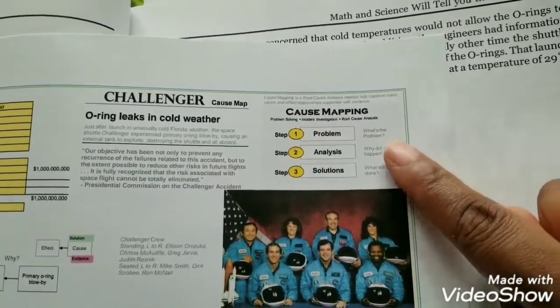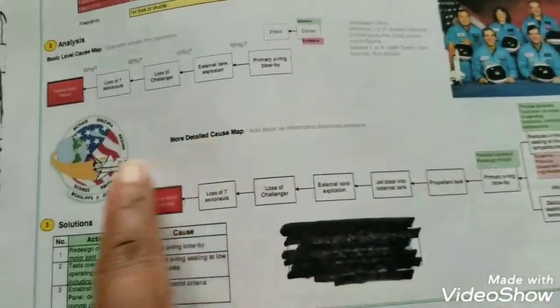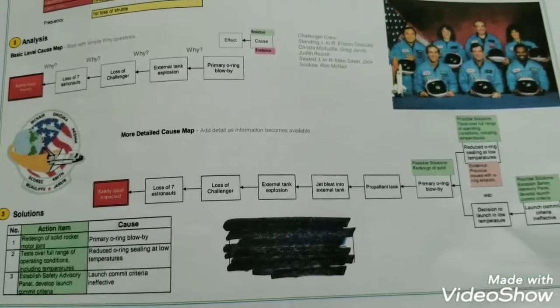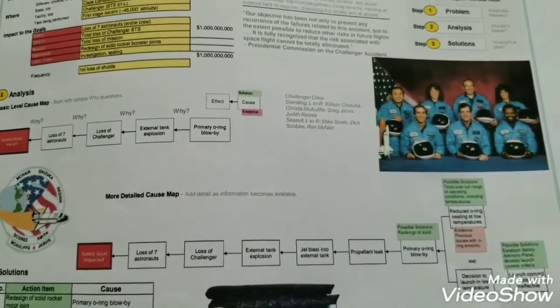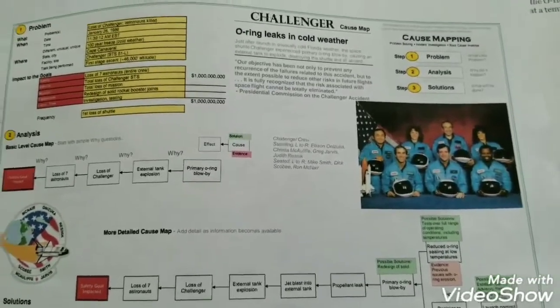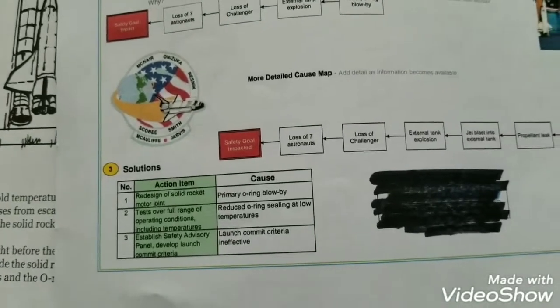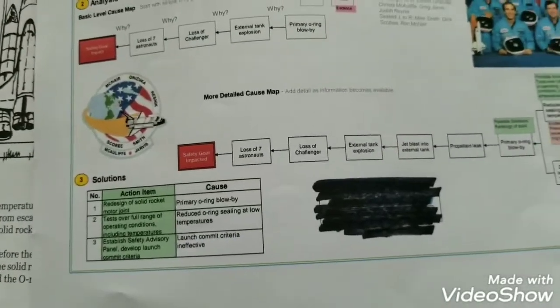Again, I spoke about problem, analysis, and solution. Okay. And then this is a more detailed mapping where he will ask the question why. Keep going, asking the question why. We'll both go through it together until he gets to the main root cause. Okay. And then we'll go even further, and then we'll talk about some possible solutions.